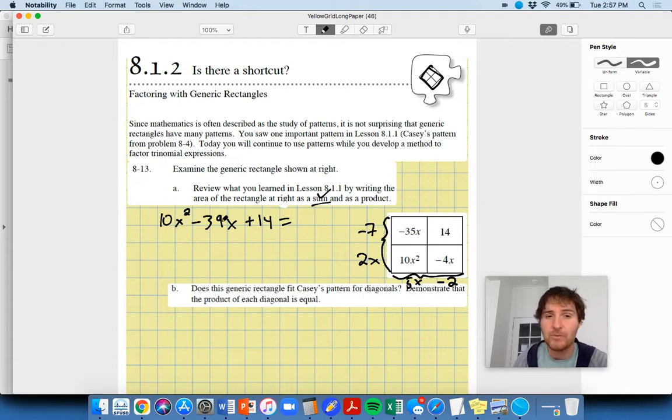A trinomial has three terms, as opposed to one term or two terms. This is written in the standard form of the trinomial because, remember, we talked about ordering a few weeks ago: highest exponent to lowest exponent. The exponent on the variable in the last term is technically the zeroth power. It's 14, a constant, times x to the zeroth power, right? X to the zeroth power means 1.